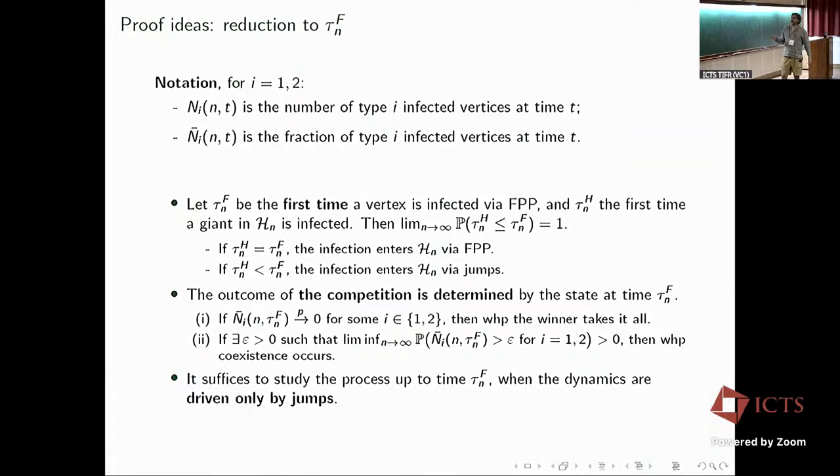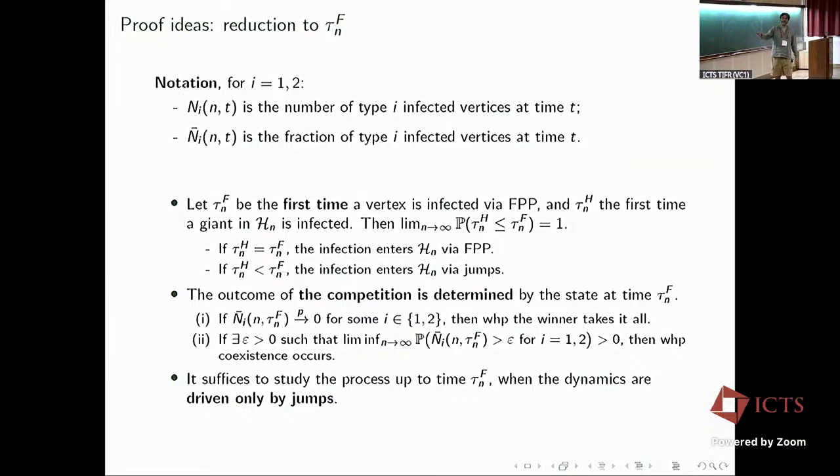But if you think about this for a moment, we can show that it's enough to study the process until the first FPP infection. And when we know what's going on at that time, then we know the outcome of the competition. Because if at this first FPP infection, so at time τ^F, the proportion of nodes goes to 0 for any of the two, that means that they start jumping around, and at some point one performs an FPP infection, but meanwhile the jumps have been happening, so nodes have been infected of the two colors. If one of the two in proportion goes to 0, then at some point one of the two is going to hit the giant hub and takes the rest of the network, but the one who doesn't hit the giant hub stays little o of n. So the winner takes it all.